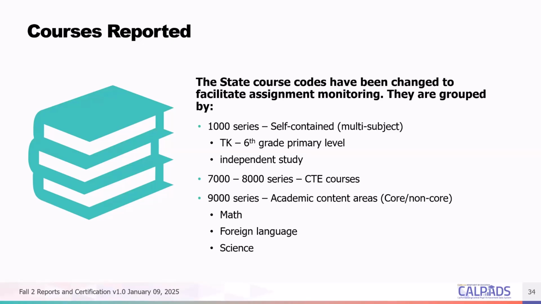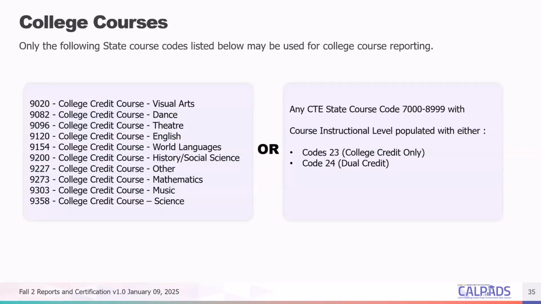Those are your typical core subjects or elective math, foreign language, science, and so on. College courses are reported with specific course codes based on content. As you can see here on the left, you have 90/20 visual arts. If you look down a little bit, you have 91/20 English and 92/73 mathematics, for instance.